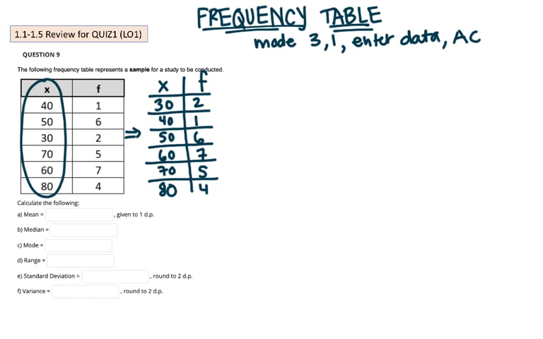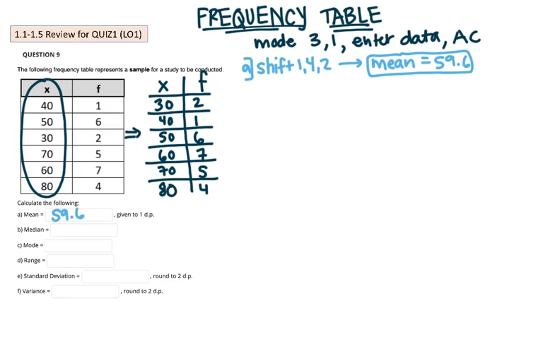Now if you do shift 1, 4, and 2, you'll get the mean. Okay, so the calculator says the mean is 59.6. Now the median's a little bit trickier. So what you need to do for the median is make another column called the cumulative frequency. So we start with 2, we add 1, we get 3, add 6, get 9, add 7, we get 16, add 5, we get 21, add 4, we get 25.